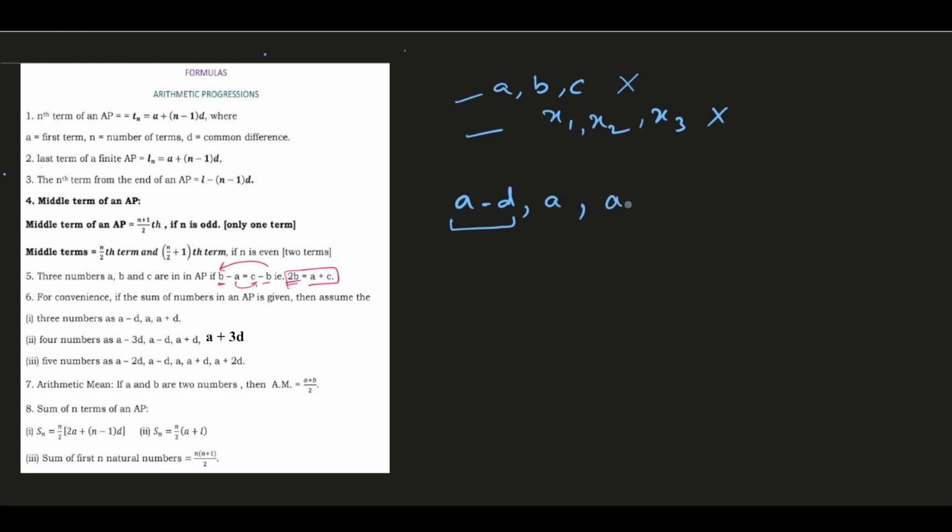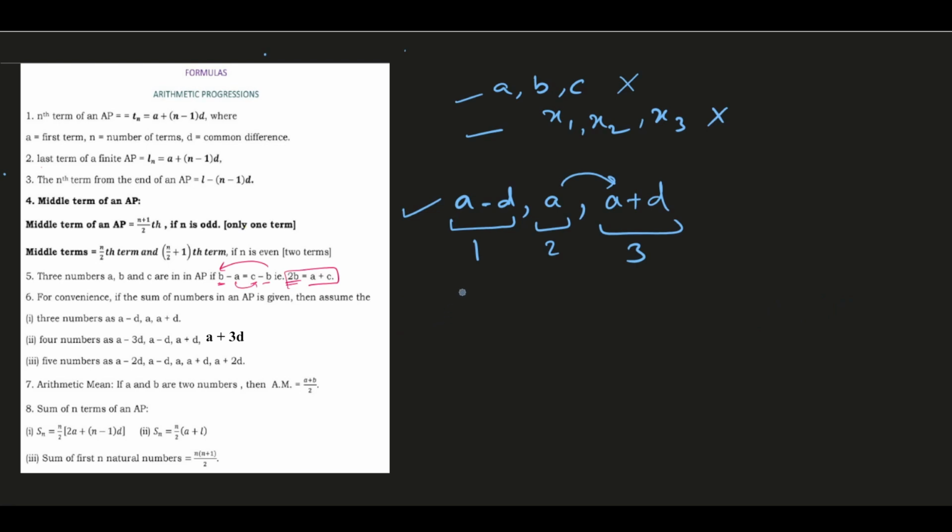Then the third term will obviously be A plus D. So this is the first term, this is the second term, this is the third term. So if they have asked for three terms, then this will work. Now if they have asked us for four numbers or four terms in AP, then the first term will be A minus 3D.